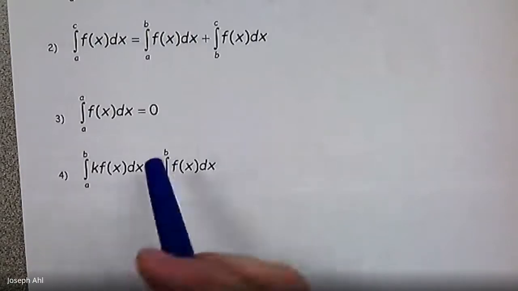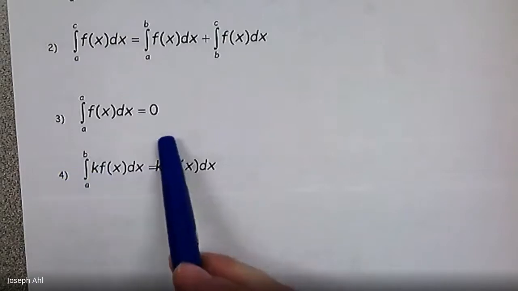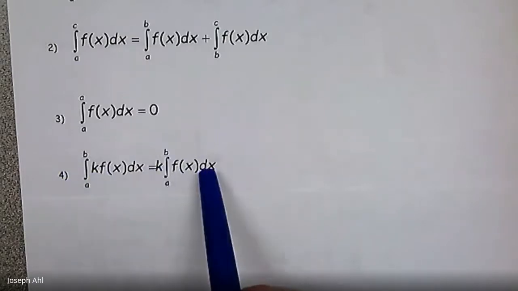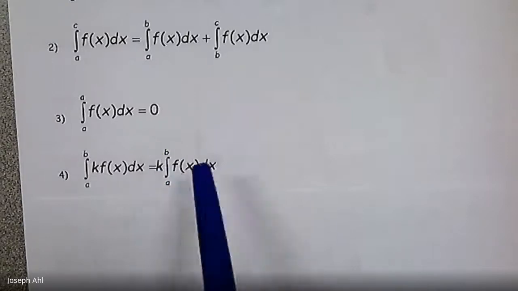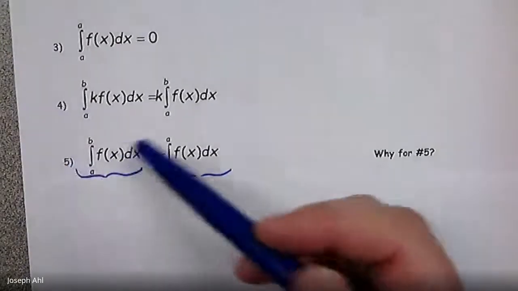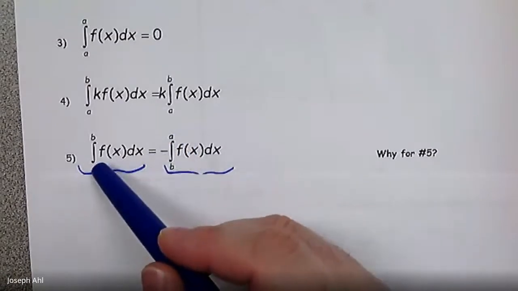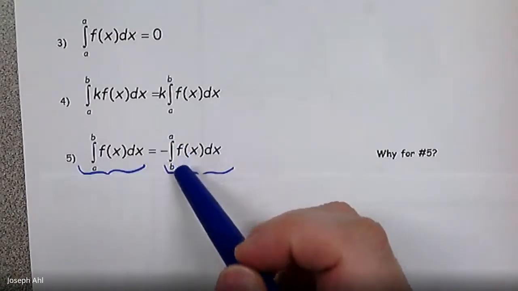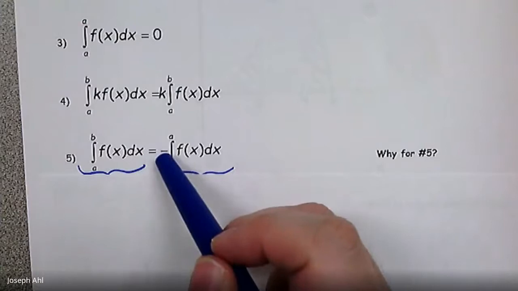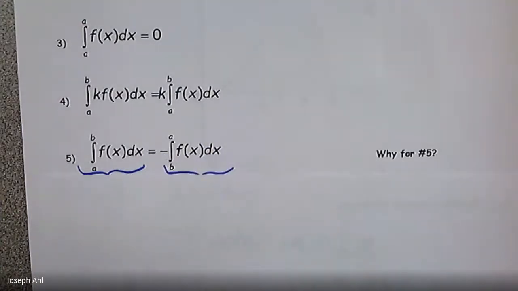If you're multiplying your function by a scalar, k, you can bring that scalar out front. You can find the area from a to b for your function, f of x dx, and then multiply that area by k. And finally, for the last case here, if you reverse the bounds, and this will be something that happens here and there, so instead of going from a to b you go from b to a, it winds up equaling the negated value of the integral from a to b of f of x dx. So why does that happen?